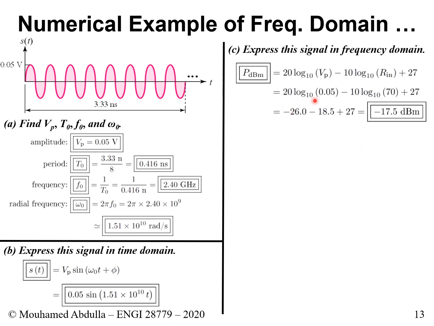And now you just use your calculator. You do the log, you get minus 26 for this part. You do the multiplication here, you get minus 18.5 for this part, and then you have your 27. You add everything together, you get minus 17.5 dBm. So that gives you the value of the power of your signal. You determined the power of the signal, and you express it in dBm. Like we said, we're interested in this because spectrum analyzers always show it in dBm.